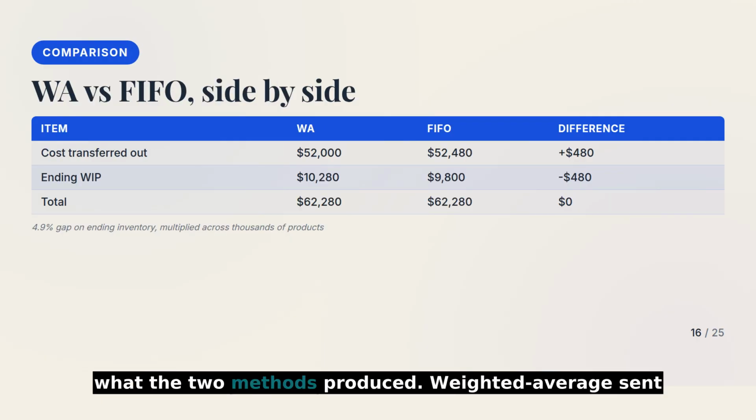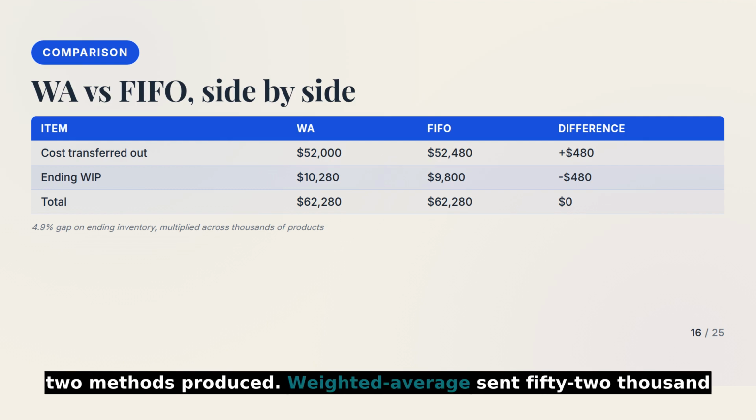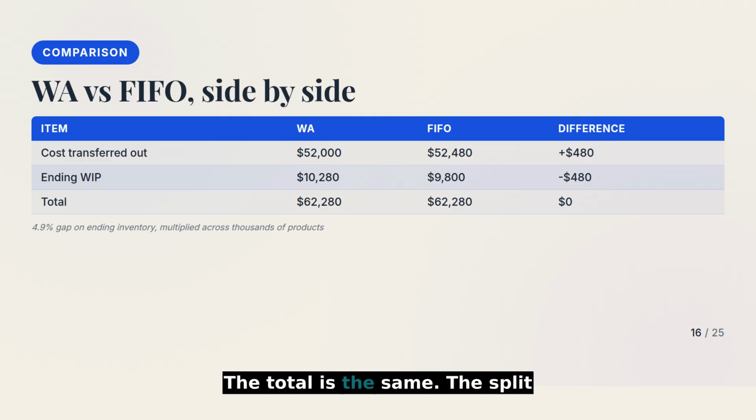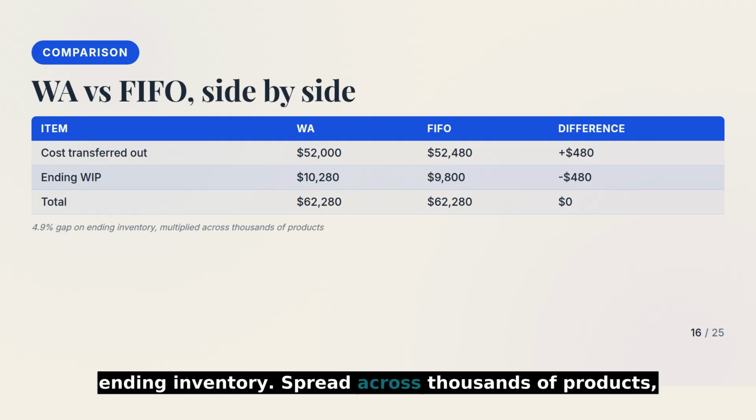Here is what the two methods produced. Weighted average sent 52,000 out and left 10,280 in inventory. FIFO sent 52,480 out and left 9,800 in inventory. The total is the same. The split is different by $480. That is a 4.9% gap on ending inventory. Spread across thousands of products, this becomes real money.